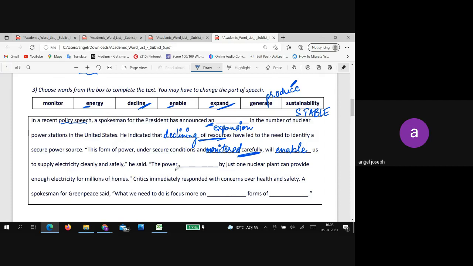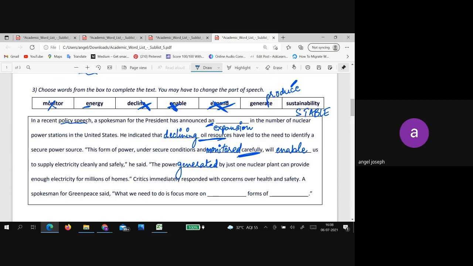The power dash by just one nuclear plant. So we have used this, we have used this, we have used this. Okay, so we have 3 more words here. Nebin, can your option fit here? The power generated by. Good one. The power produced by. Yes.